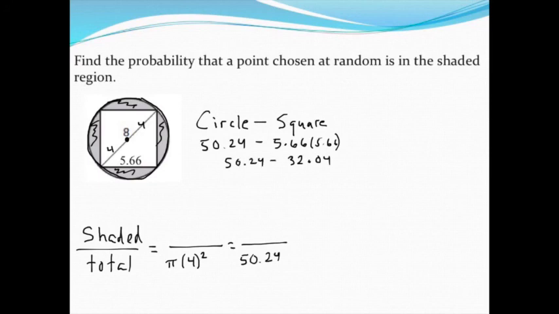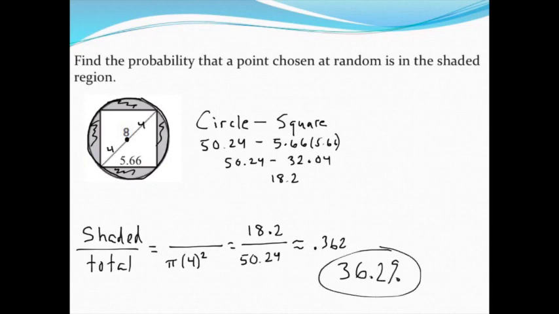So let's just take 50.24, subtract off the square, which is 32.04. That leaves me with 18.2 for the shaded section. So that's going to be the top of my fraction at the end. And once again, I'll divide that out first on my calculator to get about 0.362, and then multiply that number by 100 to get your percentage. It's about 36.2%. Notice that percentages can still have decimals in them. That's totally fine, and I do want you to round a little bit for that. So the probability that I land in the shaded section is about 36.2%, which is fairly low, as we predicted. The shaded section does not look like it's a big part of this figure.